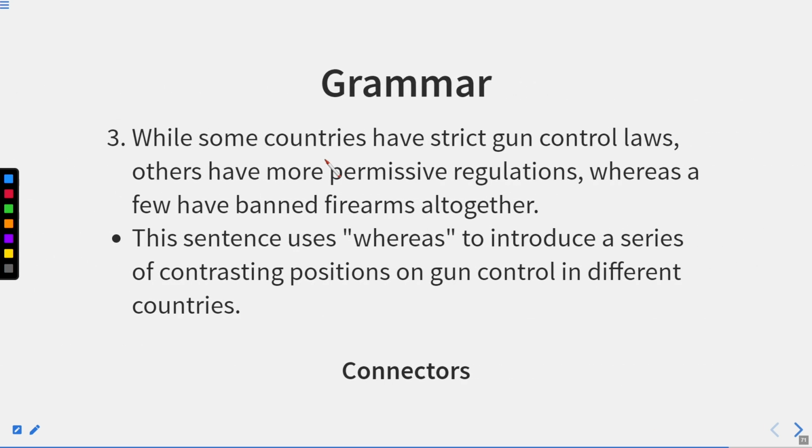While some countries have strict gun control laws, others have more permissive regulations, whereas a few have banned firearms altogether. Now, this sentence uses whereas to introduce a series of contrasting positions on gun control in different countries. So here in this sentence, we are using while and whereas, both these words, just to show that there are several things and several contrasts. So we can use both the words together if the sentences are lengthy and contain more than one contradiction.